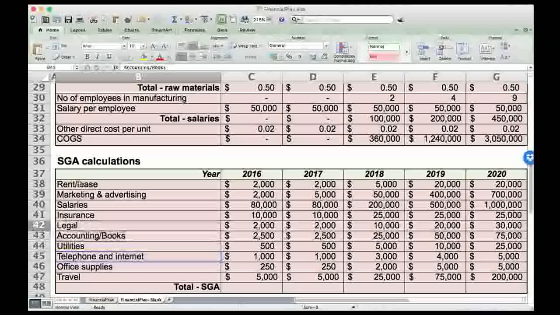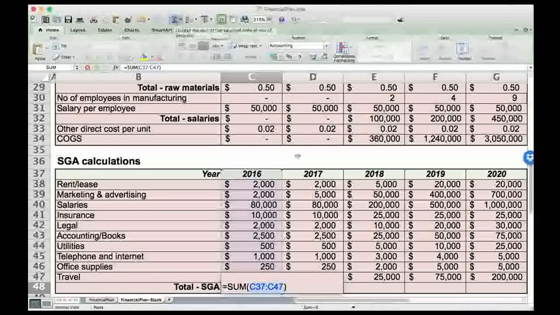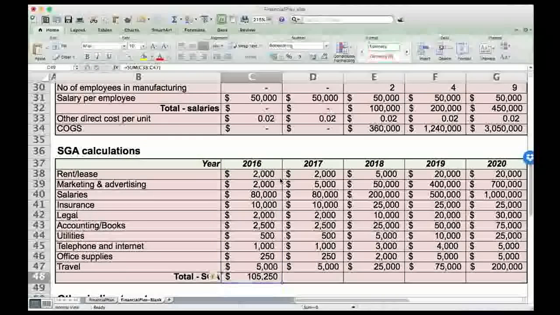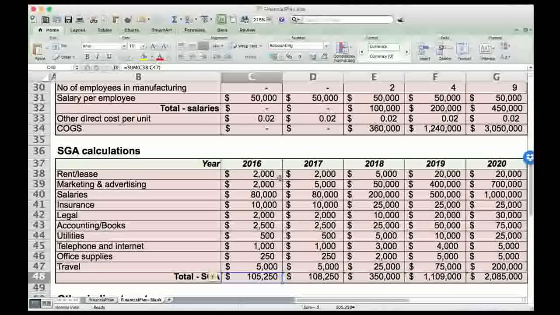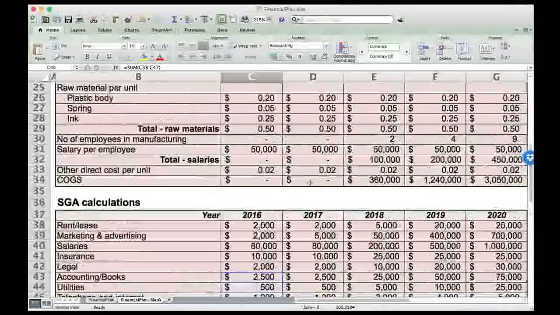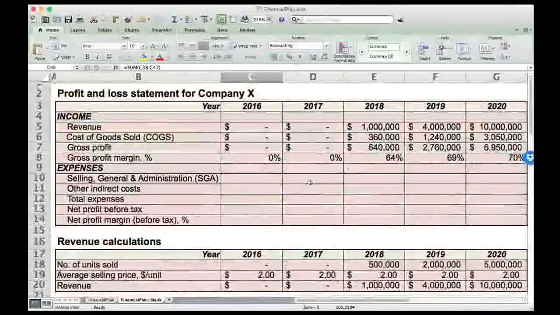So I have already filled this table and we'll just sum all the values. And then we will input those values on the profit and loss statement.